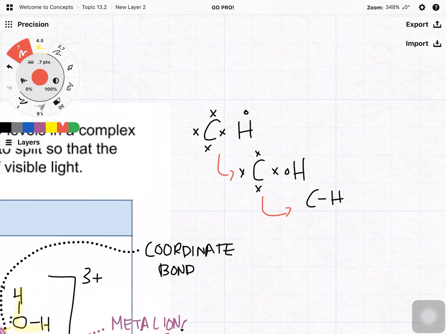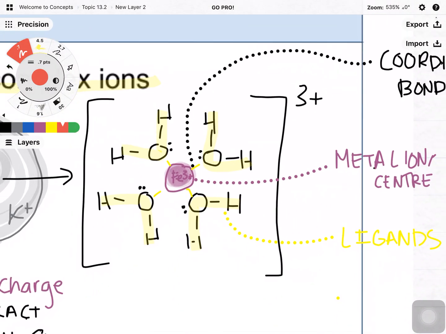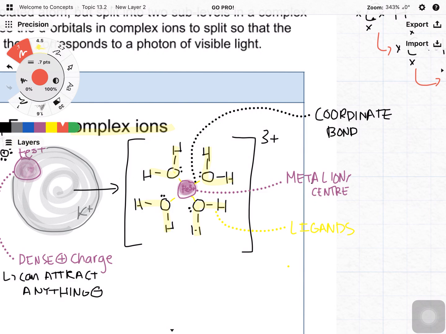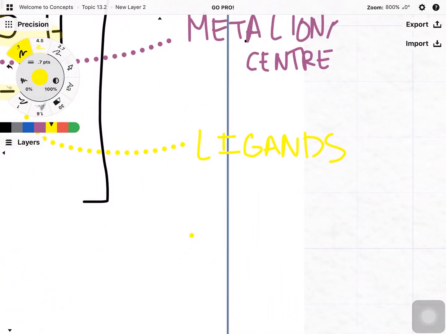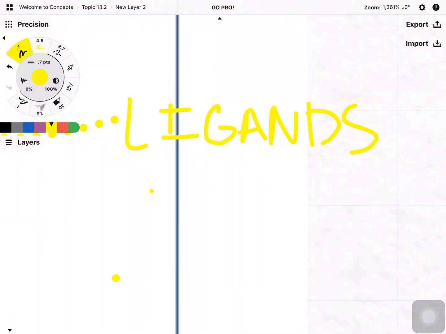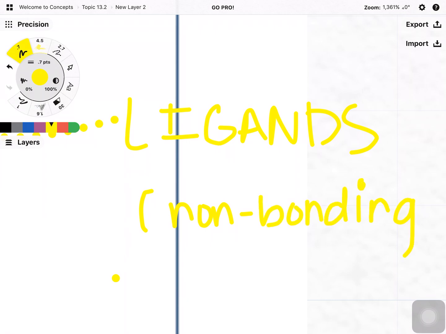In complex ions, that's not what happens. Both electrons that form the bond between the metal ion center and the ligands come from the ligands. So it is a coordinate bond, which means usually ligands in most cases have a non-bonding pair of electrons. So a pair of electrons on an atom within the molecule that are not used in a bond.